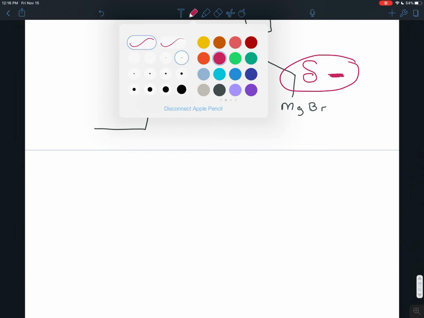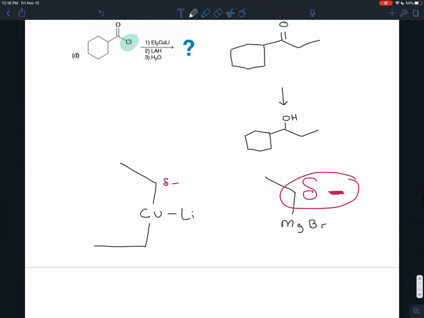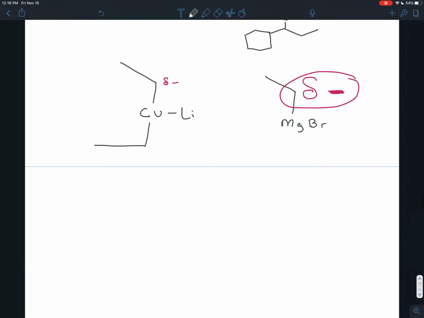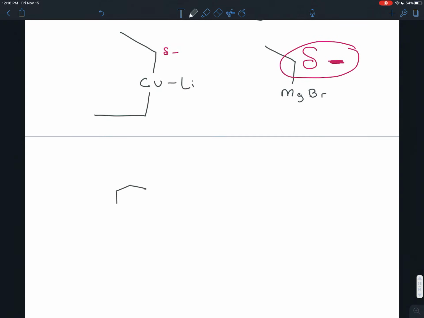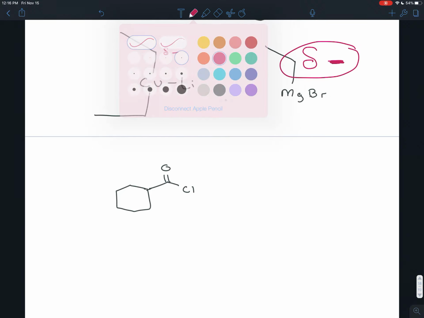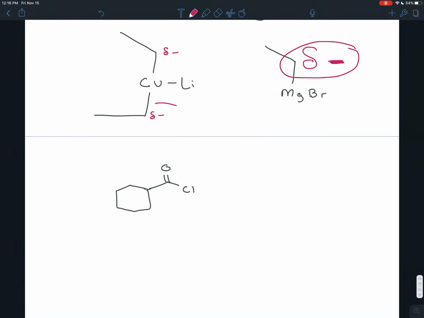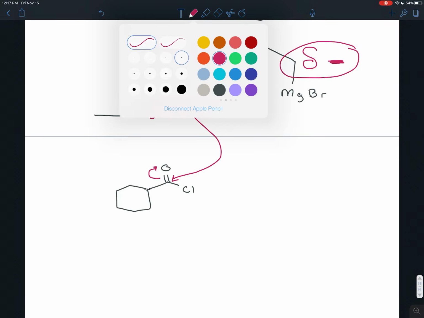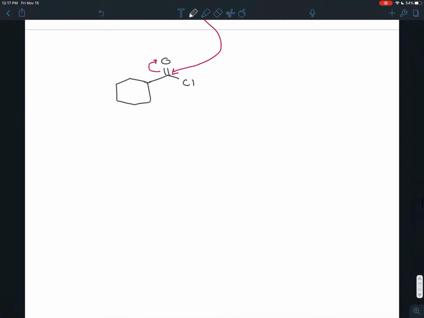So when we take that and we combine it with our substrate, this substrate here, the slightly negative carbon takes its electrons and acts as a nucleophile to attack the carbonyl carbon. That kicks the pi electrons up, and you end up with a tetrahedral intermediate.